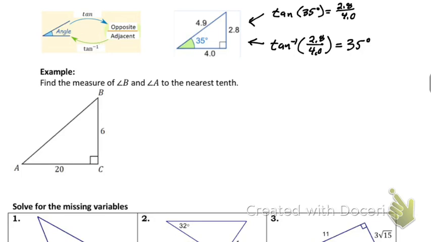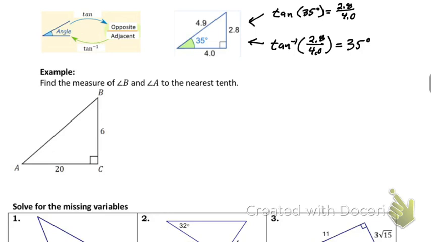It's never going to be used to find a side. It's always there to spit out a degree measure. So when you're doing these problems, just ask yourself, am I looking for a missing side? Yes, use tangent. Are you looking for an angle? Yes, use tan inverse.